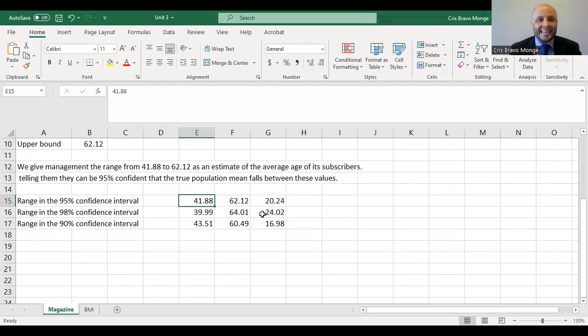When you ask me for 90%, that is, you want to be less sure, less confident, then notice how the range decreases. Now we say it's going to be between 44 and 60. The range is now 16 years old. Why? Because you don't care to be 95% confident, 98. 90 would do. So when we ask for more confidence, then the interval will get wider. And when we want less confidence, the interval will get narrower.